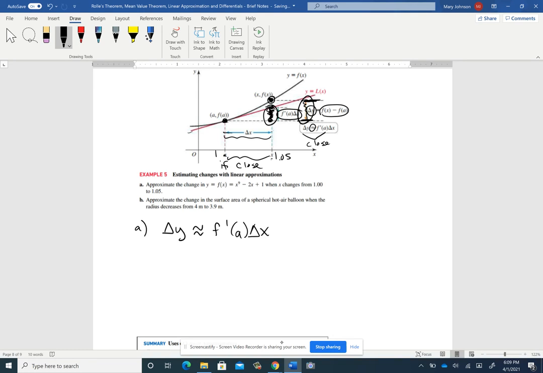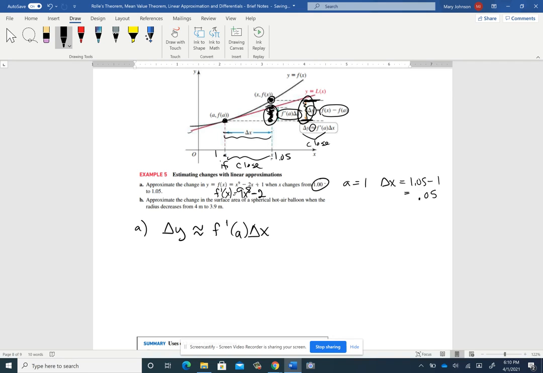All right, your A value would have been your starting point. The change in x would be the distance from 1 to 1.05, so it'd be this difference. And then you know how to do the first derivative. So we're going to need the first derivative. Let me do it right up here because I like it underneath that. That'd be 9x to the 8th minus 2.